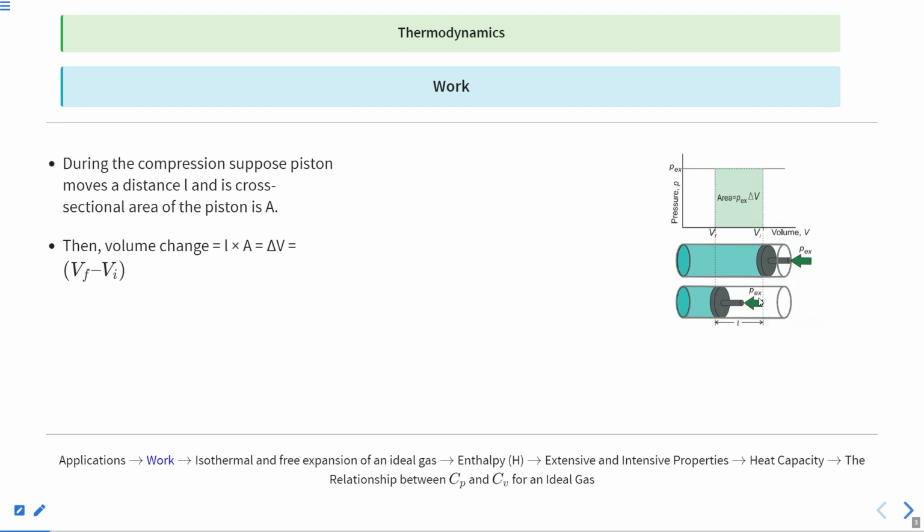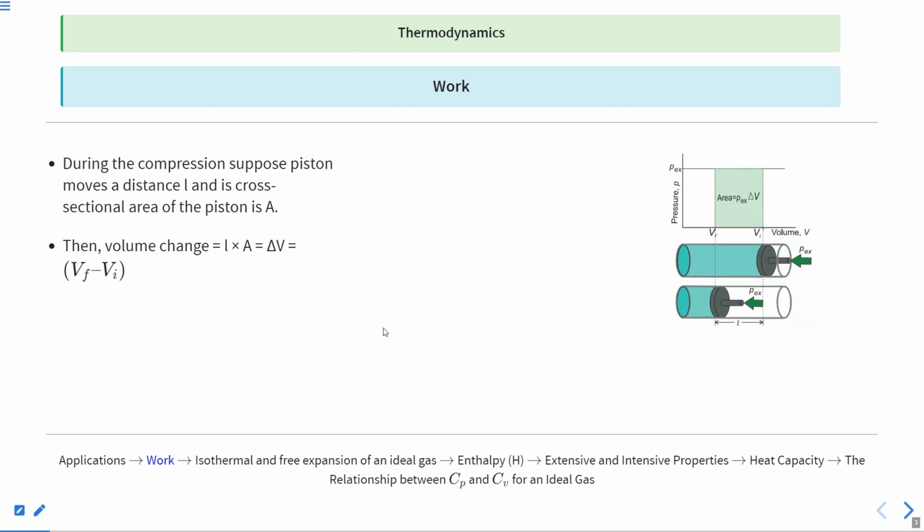Suppose it is being moved. How do we know that? Because we know the length that has been displaced, or the distance through which the piston has displaced, and we know the area of cross section. So this length multiplied by area of cross section will give you the change in volume, that is V final minus V initial. So this is the volume change.